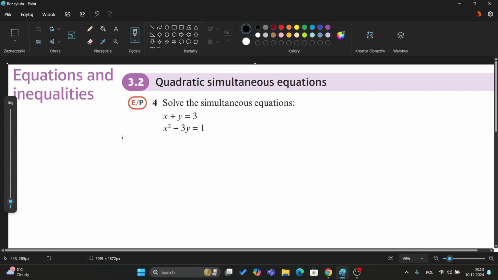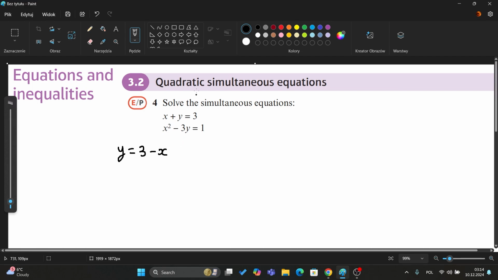Here we've got exam question number 4, where we have to solve the simultaneous equations, and here is an x squared, so that will be a quadratic simultaneous equation. And we can substitute any value, so that could be x or y. We have a choice, and I'm going to go with substituting y equals 3 minus x.